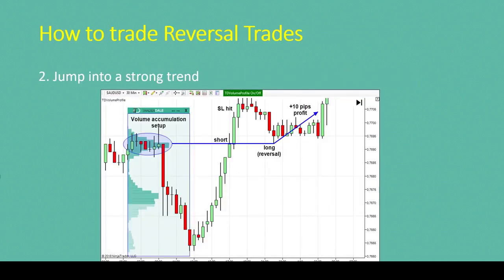The second way is when you want to jump into a strong trend. As you can see in the picture, there's also a volume setup.